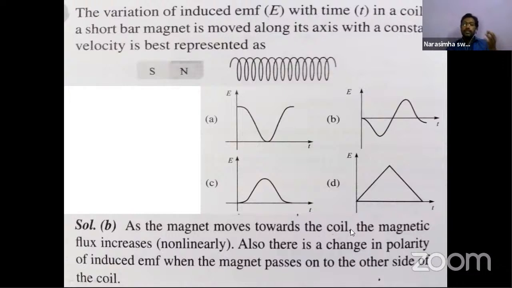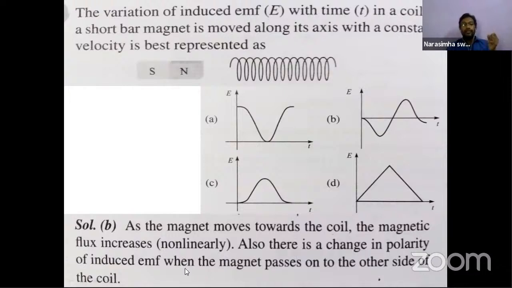And also there is a change in polarity of induced EMF. This is very, very, very important. While N is coming towards this solenoid, in what direction will the current be induced? There is a change in polarity of induced EMF when the magnet passes. When the magnet passes through the solenoid, the induced EMF changes in the solenoid. That's what is being explained here.